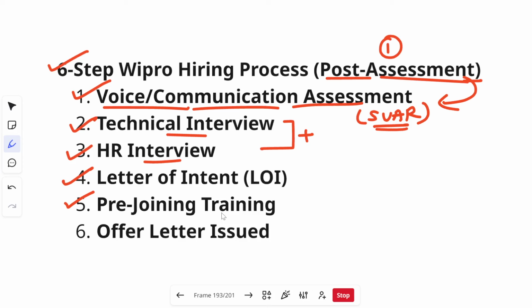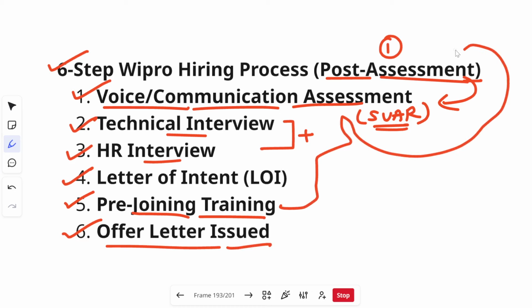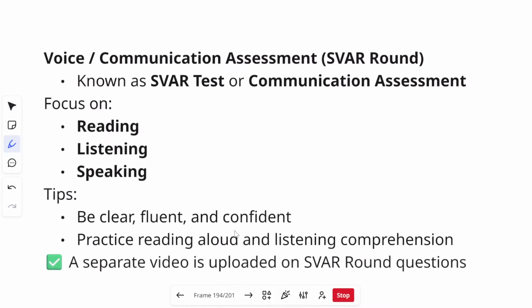Okay, you have not officially joined till this step. Step number 5, you have not officially joined the company. You will officially join the company once you receive the offer letter and you will get your joining date. Before this, all of it is your hiring process. You have to understand that, and you will not get any salary before your offer letter is issued. So I hope the 6-step process is clear now.